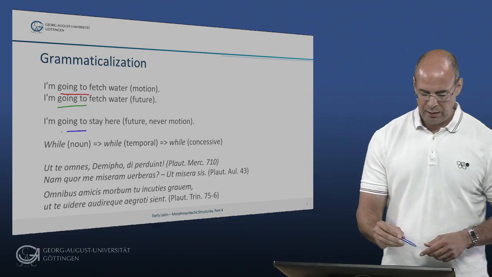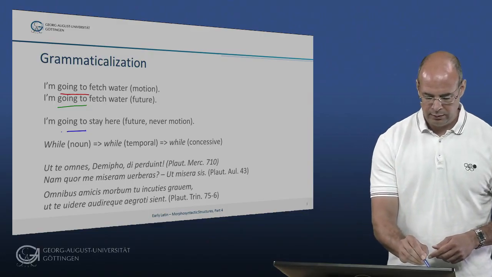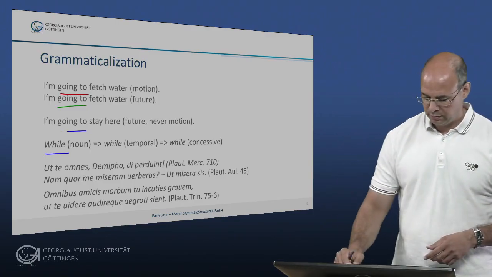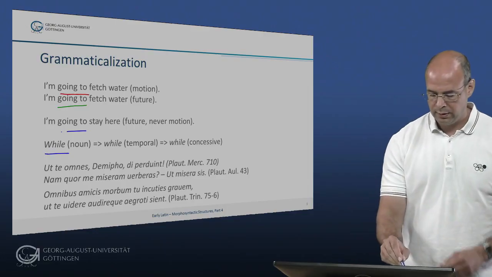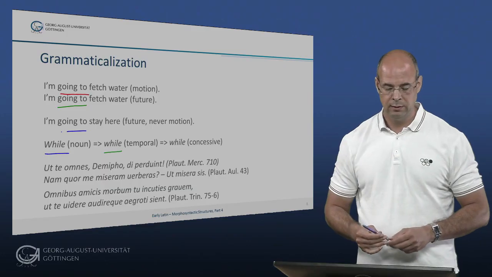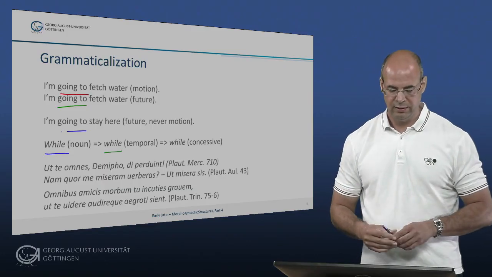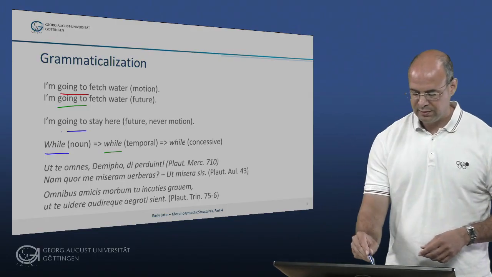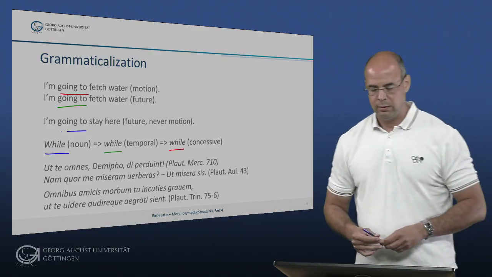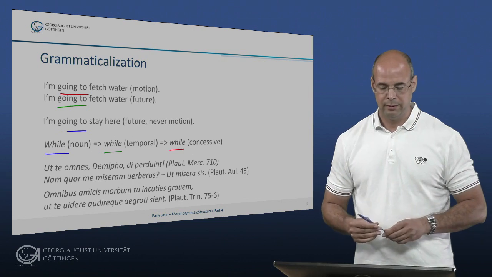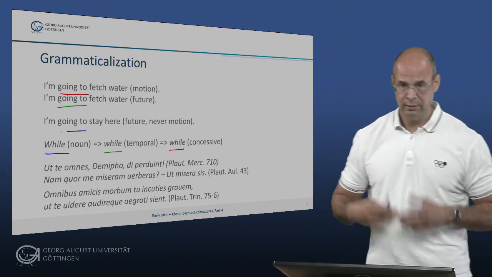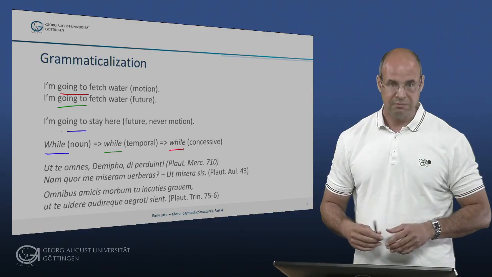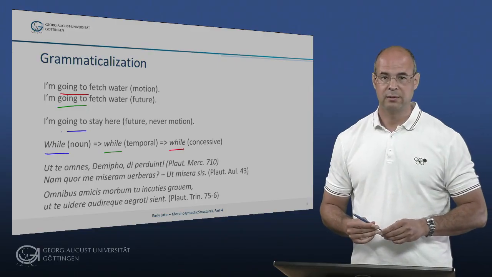Similarly, we have a noun while, a while, meaning a short span of time, which can grammaticalize and turn into a temporal subordinator. I'm reading while John is singing, or into a concessive, I'm bright while John is a bit dim. So we can see grammaticalization happens in all languages, and we can find a similar phenomenon with the Latin subjunctive.